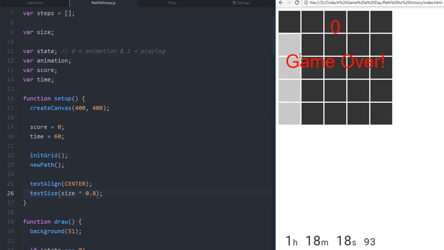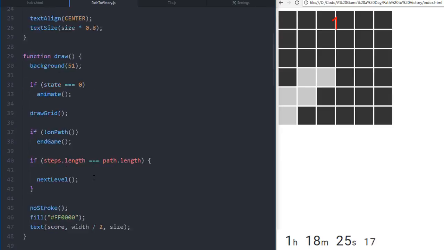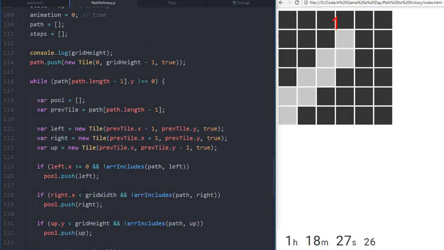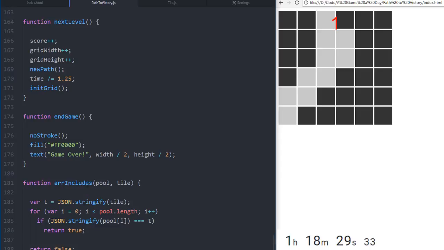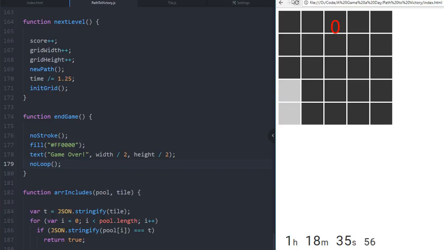Oh, I didn't mean to double click it. I need to go slower. But you get the point. Oh, wow. I forgot no loop. No loop. There we go. I completely forgot no loop.